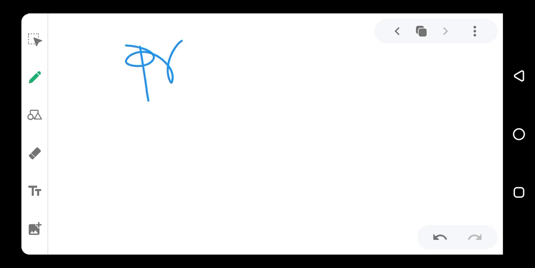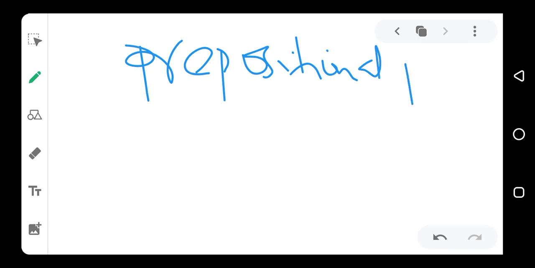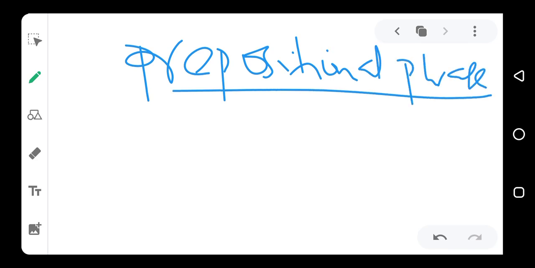Then we have prepositional phrase. A prepositional phrase is a preposition and its object. Note this, a prepositional phrase always contains a noun, but the noun must be in form of an object. A prepositional phrase is a preposition and its object.